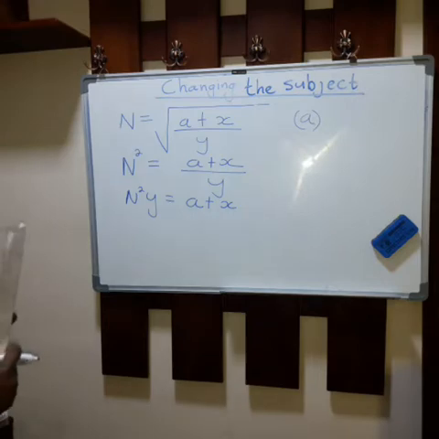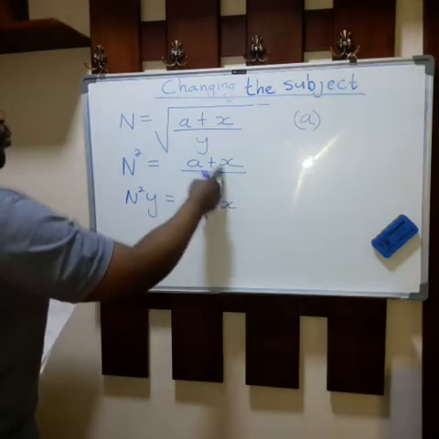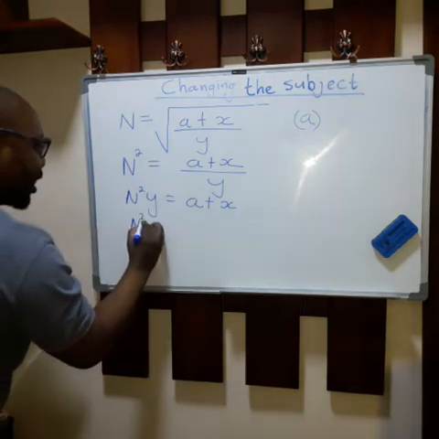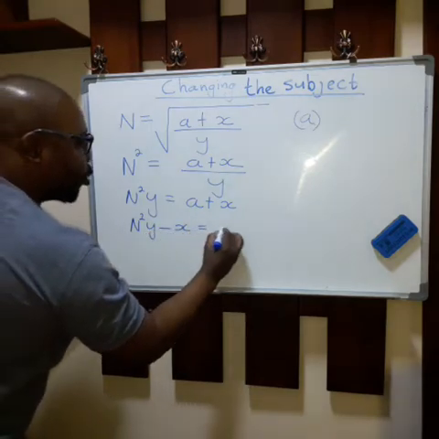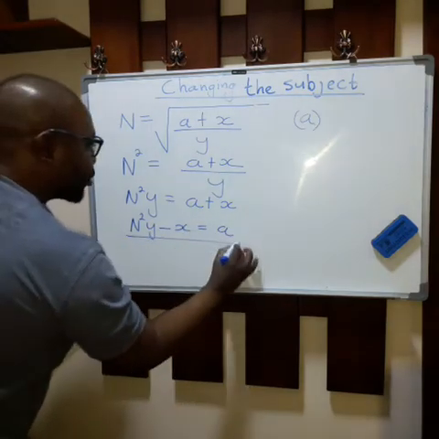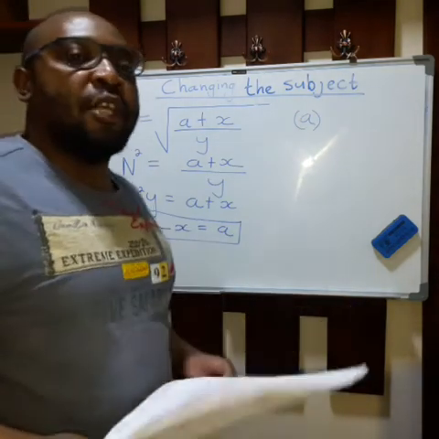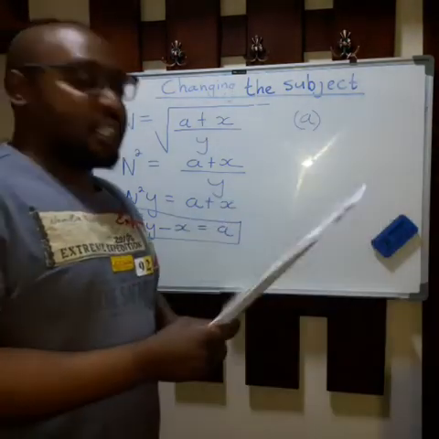Okay? The other stage, which is the final one, since we are looking for A, X will jump to the left side, and what we are going to have, we are going to have N squared Y minus X is equal to A. That is your answer. So that is what they wanted you to do. I remember some students facing challenges with this kind of question. Let me proceed to the next example.